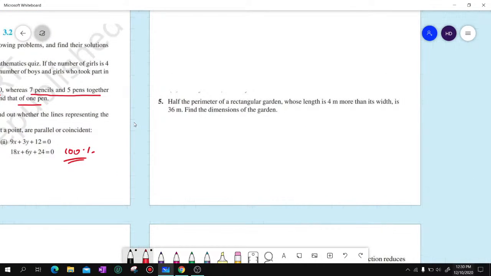Again, there is no particular reason why I included this question, but it is also one of the favorite questions. There is nothing hard in it. Half the perimeter of a rectangular garden, whose length is 4 meters more than its width, is 36. Nothing is hard here, but it is a favorite of the question paper setters. It was a most repeated question, and the chance of it being asked is more than 85%.